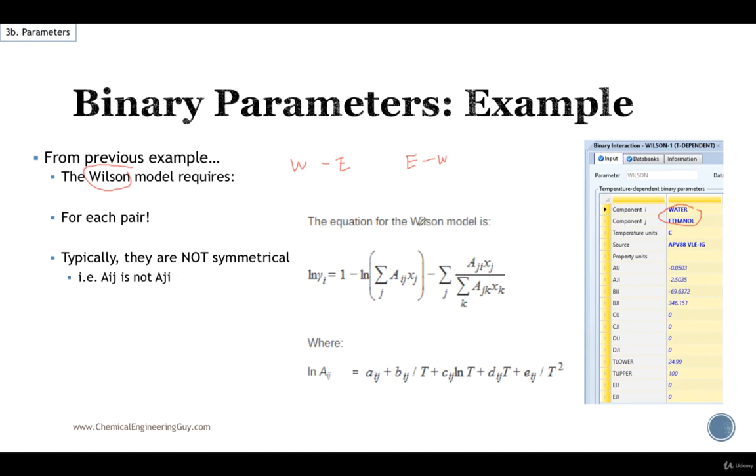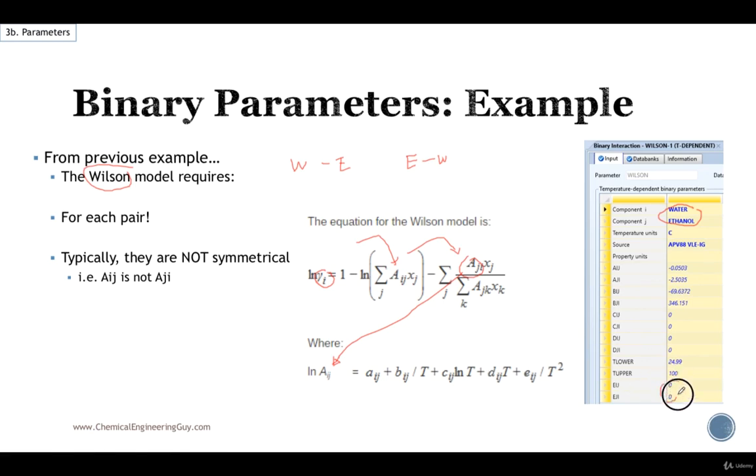This is more on the equation of the Wilson model, how you calculate the gamma value. Well, you got this right here. So you need to calculate Aij and Aji. And how do you calculate these little guys right here? Well, you go back here. These parameters, A, B, C, D, E, you can find them here.